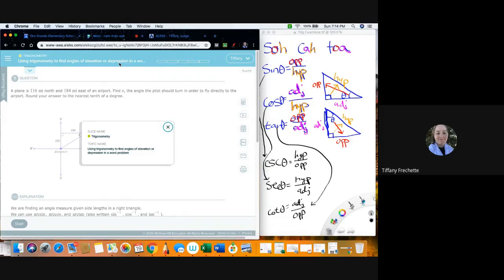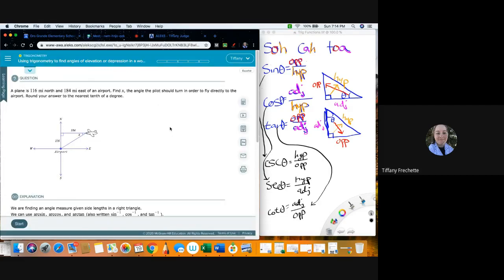Using trigonometry to find angles of elevation or depression in a word problem. A plane is 160 miles north and 184 miles east of an airport. Find x, the angle the pilot should turn in order to fly directly to the airport.